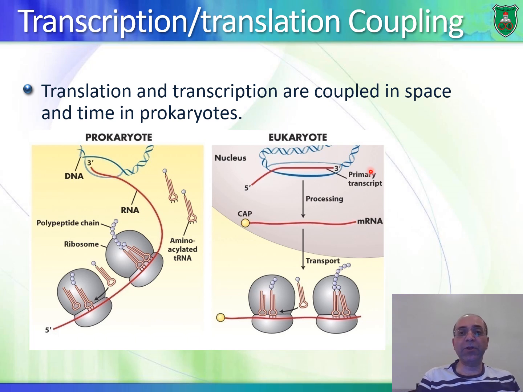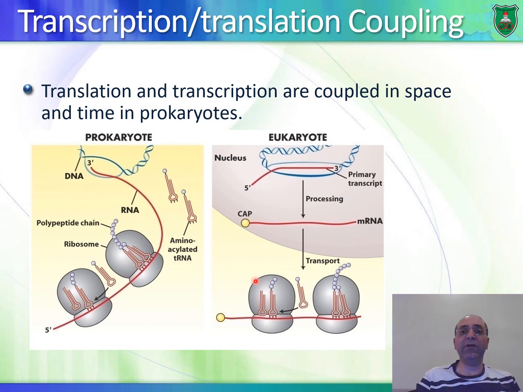You have transcription going on in one place and translation happening in a different place. Transcription takes place in the nucleus and translation takes place in the cytoplasm. Now the reason for that is that there is no nucleus in prokaryotic cells. There is no nuclear membrane that separates the two from each other. That's why they do happen at the same time at the same place.